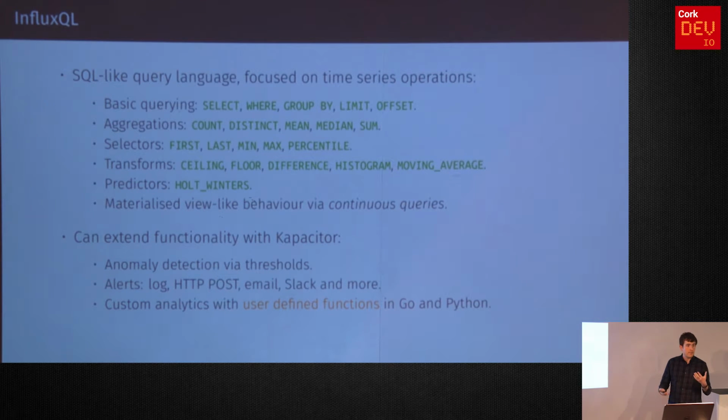And it allows you to do things like anomaly detection with static thresholds. It allows you to create alerts, so you can alert to a log file. You might run an HTTP post when something goes wrong, send an email. You could do Slack, whatever.